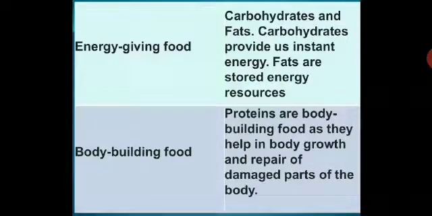You have to draw a table and you have to take down this in your notebook. Energy giving food, carbohydrates and fats. Carbohydrates provide us instant energy, fats are stored energy resources. Then bodybuilding food. Proteins are bodybuilding food as they help in body growth and repair of damaged parts of the body. So here you will see different components of food and their functions, their main role, why we need to have that food. So you have to draw a table and you have to take down this in the notebook.